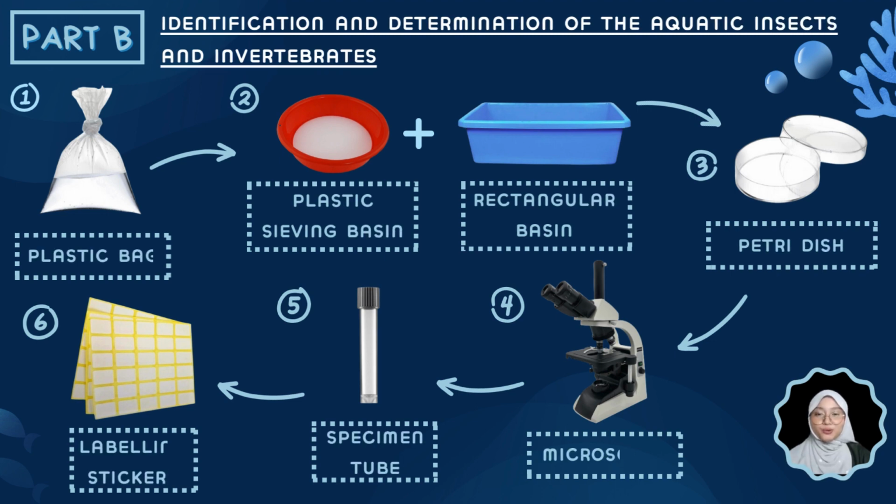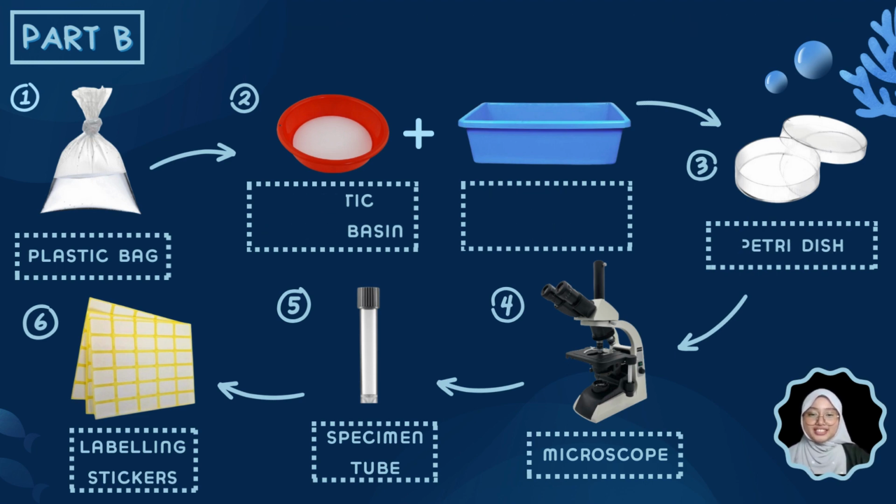For Part B, we identify and determine the aquatic insects and invertebrates. The samples inside the sealed plastic bag were poured into a serving basin and placed into a rectangular basin. We then observe the morphology of the sample by using a microscope and then identify the organism using Google Lens and reference book. After that, the samples of the same characteristic are placed into the specimen tube and labeled accordingly.